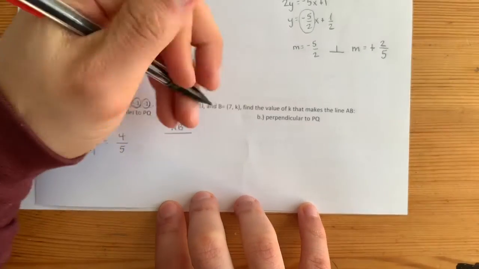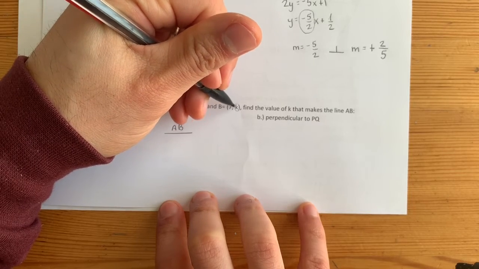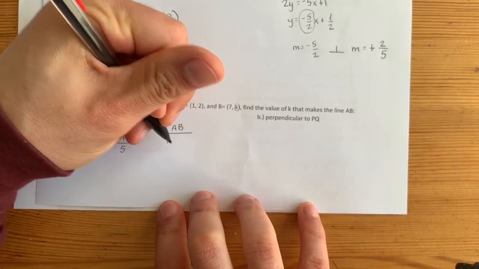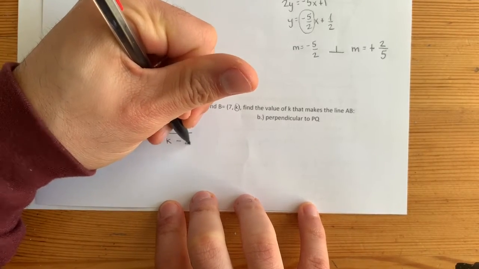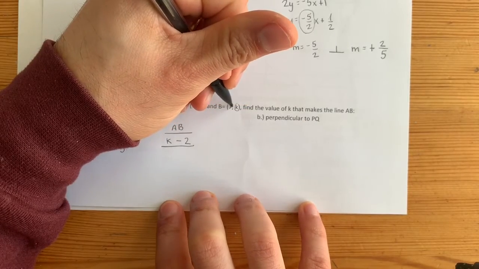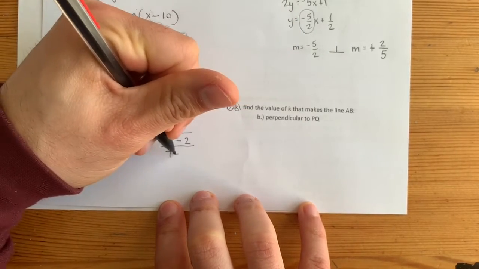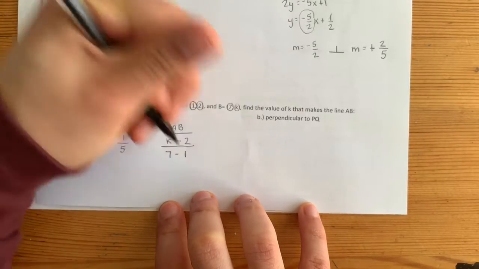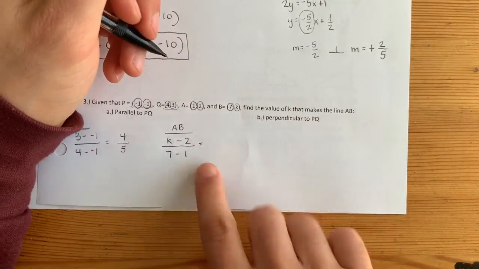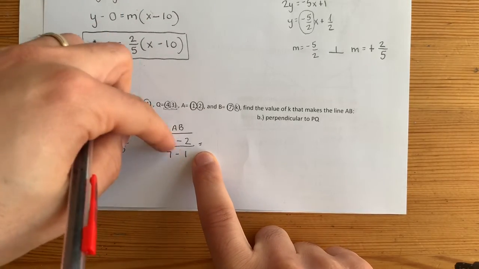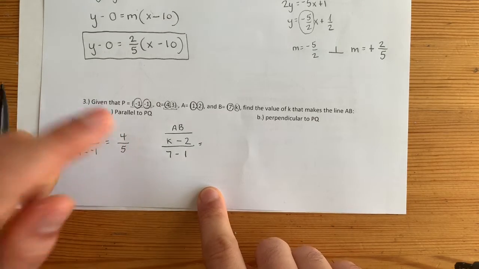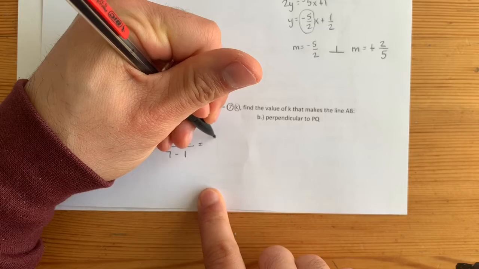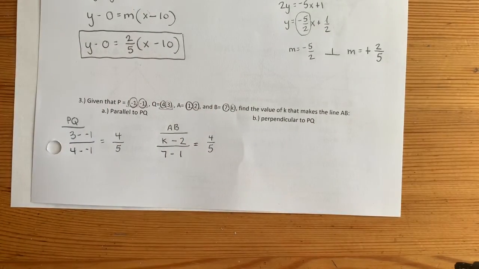So what I'm going to do is set this formula up as I would for the slope. It'd be y2 is k minus y1, 2, over x2, 7, minus x1, 1. Then that needs to equal, well, I can't solve it right now, but it needs to equal 4/5 somehow. So I just put equals 4/5. That's what it's going to be equal to if it's parallel.